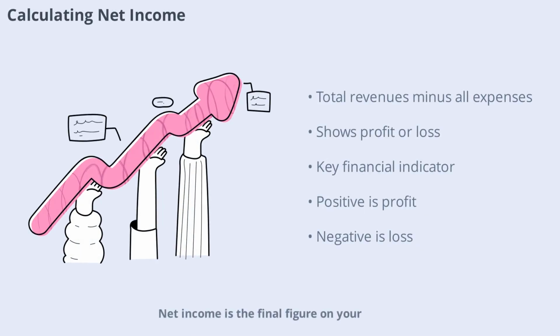Net income is the final figure on your income statement and represents your business's bottom line. To calculate net income, subtract all expenses, including operating and non-operating, from your total revenues. This number tells you whether your business made a profit or a loss during the period. A positive net income means you're in the black, while a negative number indicates a loss. Net income is a key indicator of your business's overall financial health.